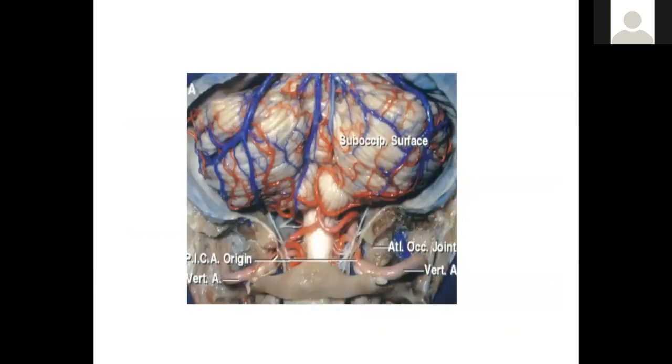Here we have a view of the suboccipital surface of the cerebellum. Laterally we have the spinal cord and the vertebral artery as it goes. Here we have the origin of the posterior inferior cerebellar artery, and on both sides we have the fibers of the cranial nerves, which will be better seen with exposure of the cerebellomedullary fissure.